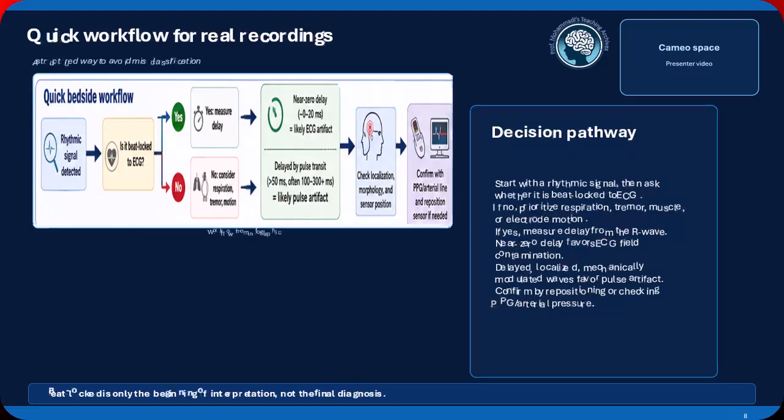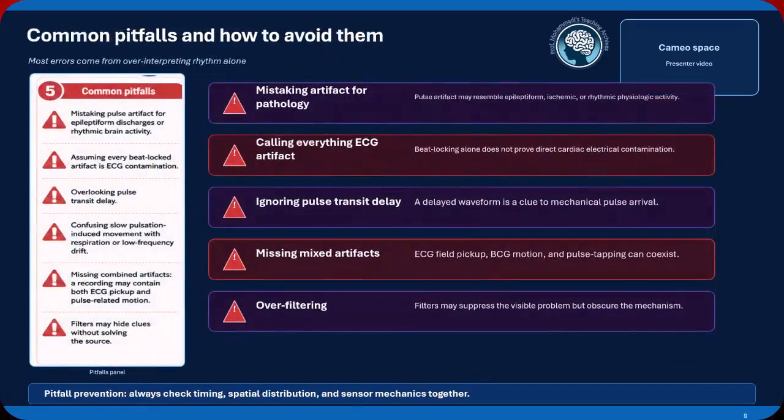Next slide, please. Several pitfalls commonly lead to diagnostic errors. One is mistaking pulse artifact for clinically meaningful rhythmic activity, such as epileptiform discharges or abnormal brain rhythms. Another is assuming that every beat-locked artifact must be ECG contamination. This overlooks the importance of pulse transit delay. Mixed artifacts can also occur. For example, a recording may contain both direct ECG pickup and pulse-related mechanical motion. Overfiltering is another problem because filters may suppress the visible waveform while hiding clues about the true source. The safest approach is to identify the mechanism before correcting the signal.